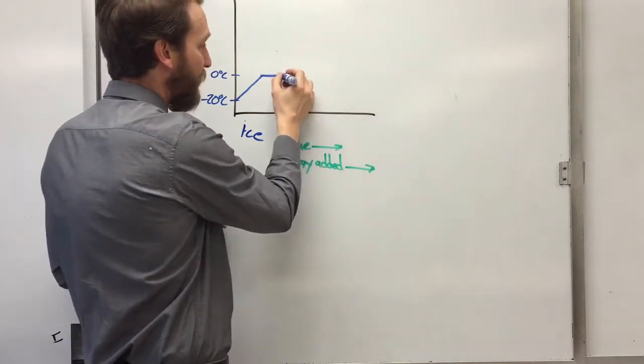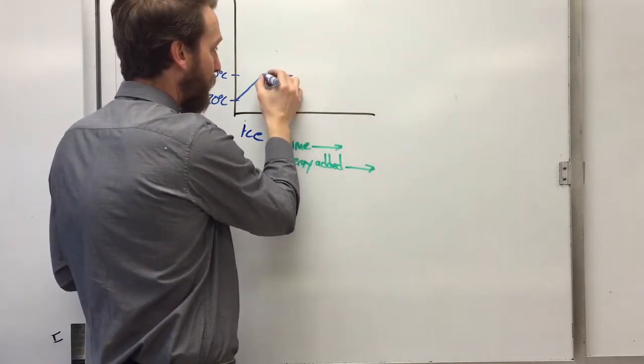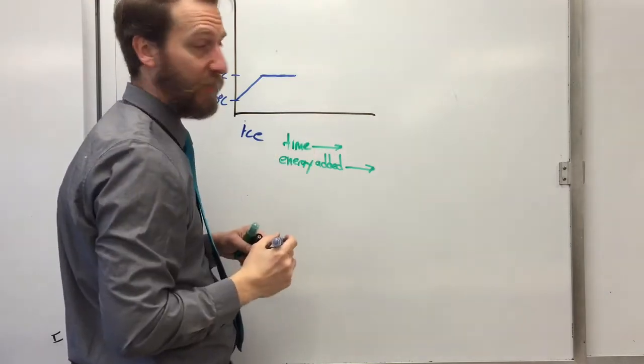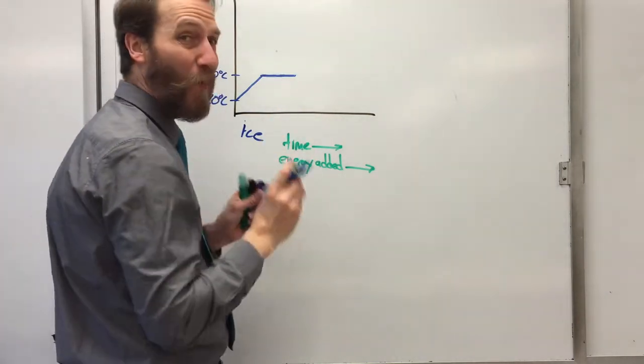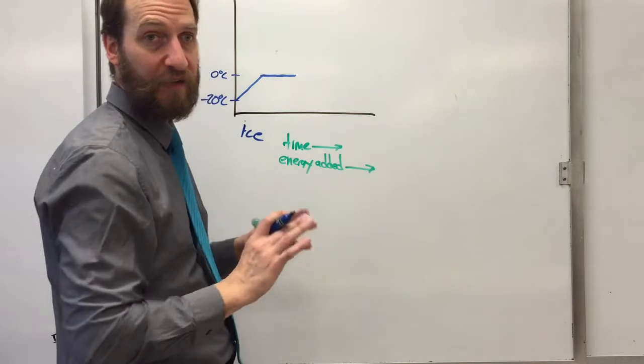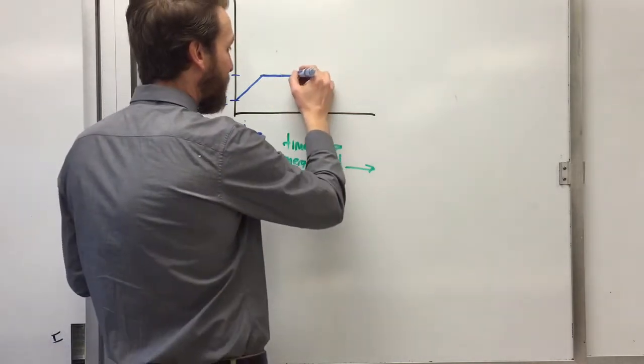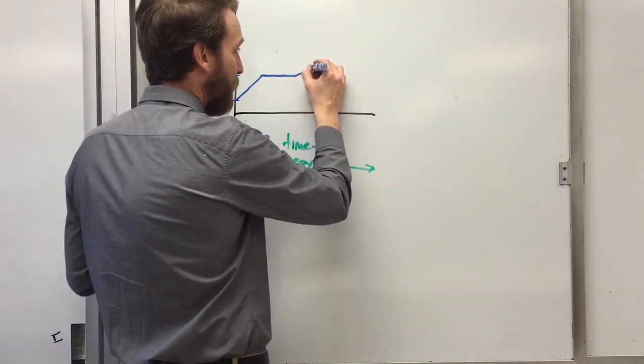So until we get all that ice to melt and turn into liquid water, the temperature is actually going to stay 0 degrees. After we get all of the ice melted, so there's no ice left, there's all water, now the temperature can start to increase.